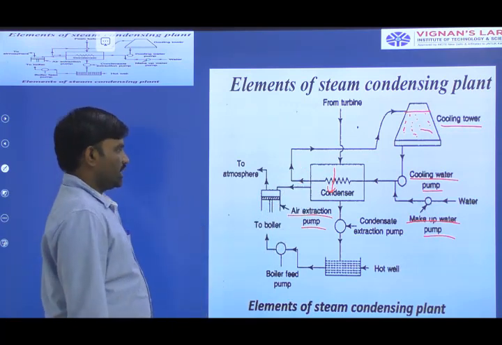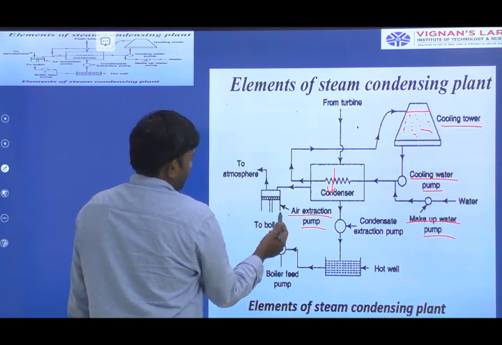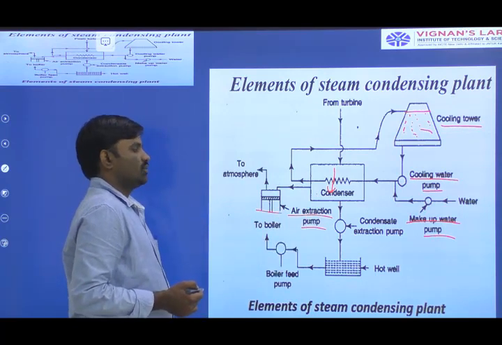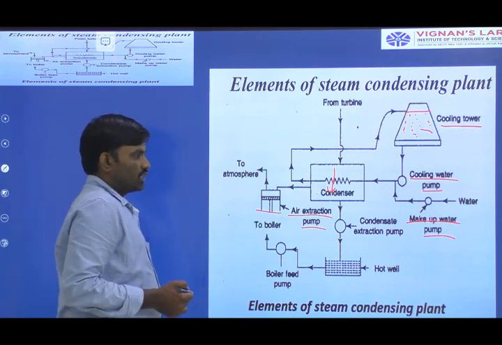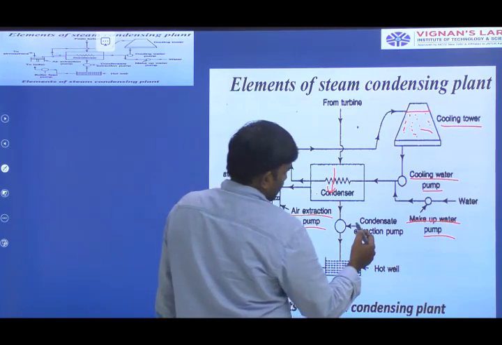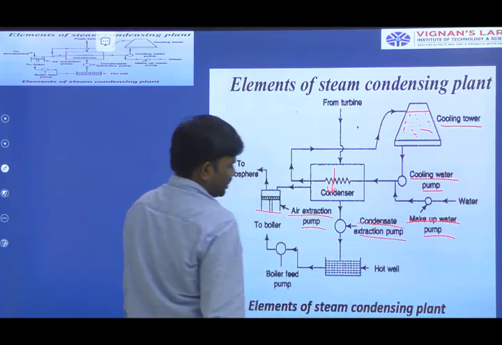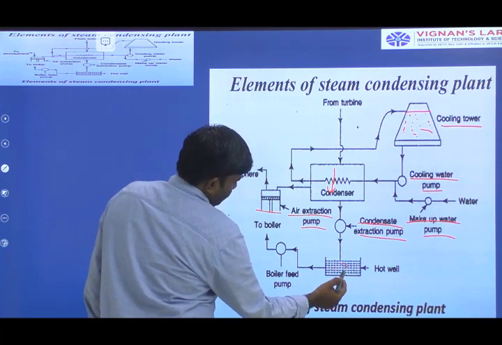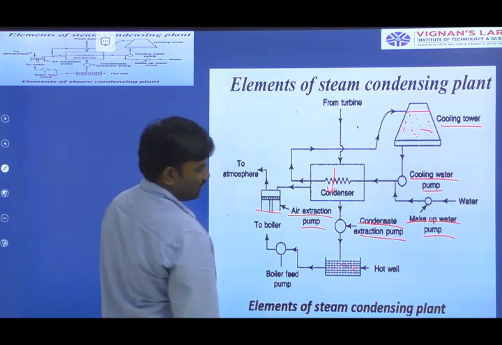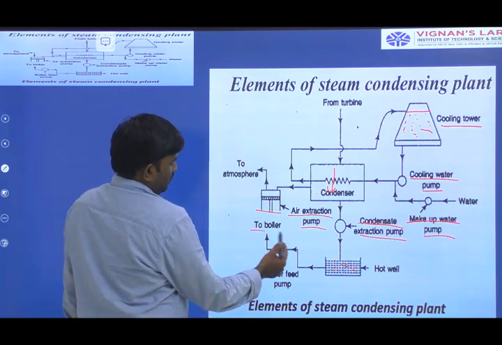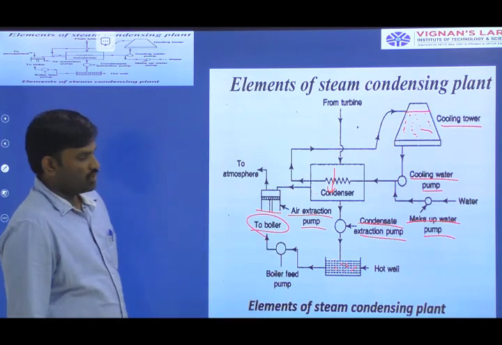After creating the vacuum pressure inside the condenser with the help of the air extraction pump, that steam enters the steam condenser, and during the condensation process we get the condensate mixture. The condensate extraction pump sends the condensate mixture to the hot well. In the hot well we have hot water, and we send that hot water to the boiler section. That is our main objective.